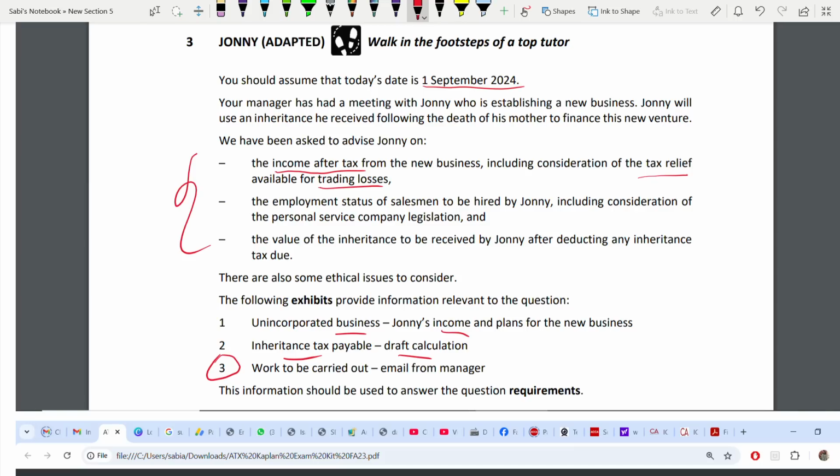Next, the employment status of a salesman to be hired by Jonny, including consideration of personal service company legislation. This area also I've covered, employment versus self-employment. And the next, inheritance. Value of inheritance received by Jonny after deducting any inheritance tax due. So this is inheritance. That will go to whom? The residue of the estate. So this is the basic idea we have covered.